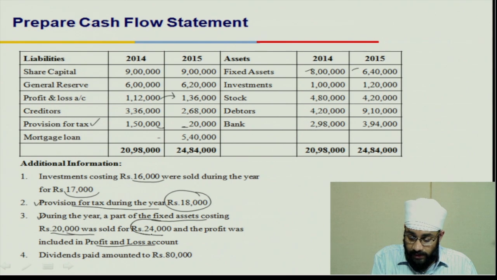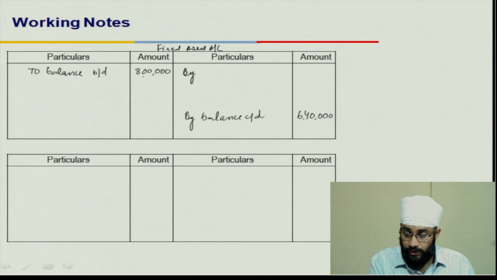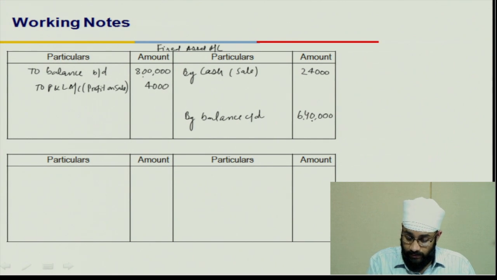Now the selling price is 24,000. So we have to write by cash. This is the sale, 24,000, and there was a profit of 4,000 which was transferred to profit and loss account. So profit on the debit side. This is profit on sale here. So we can now close this account and find out a balancing figure.